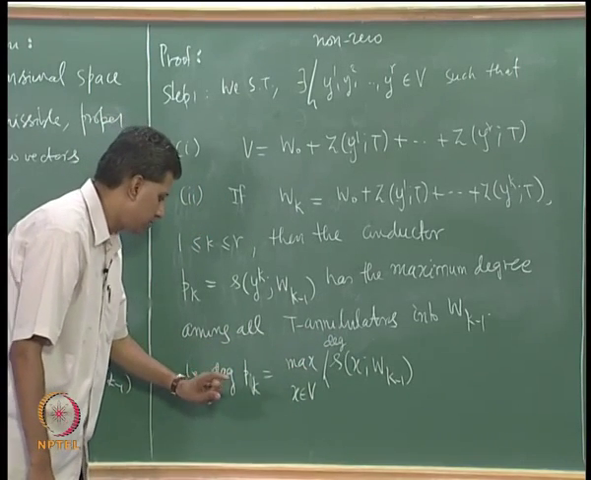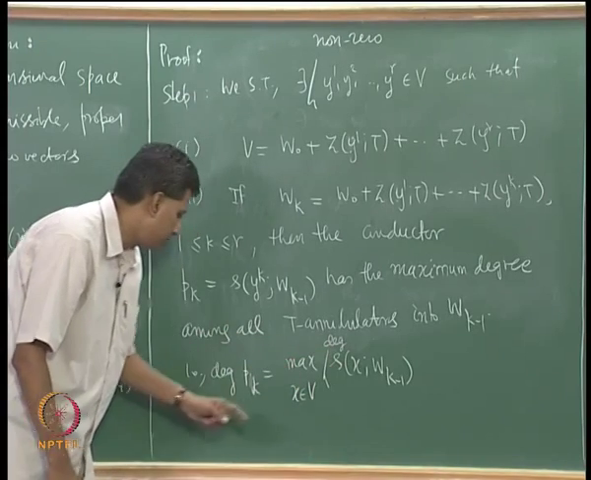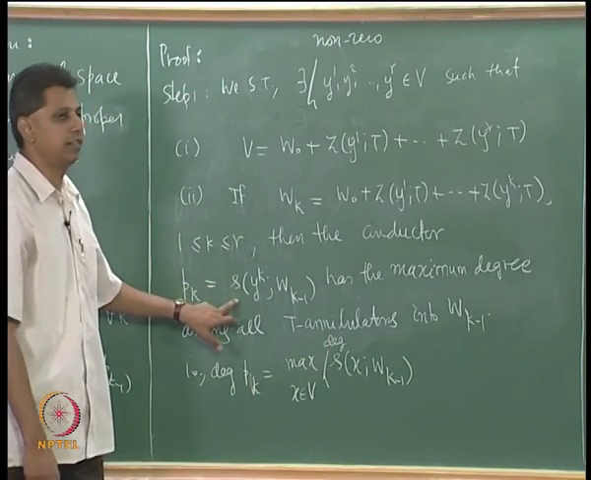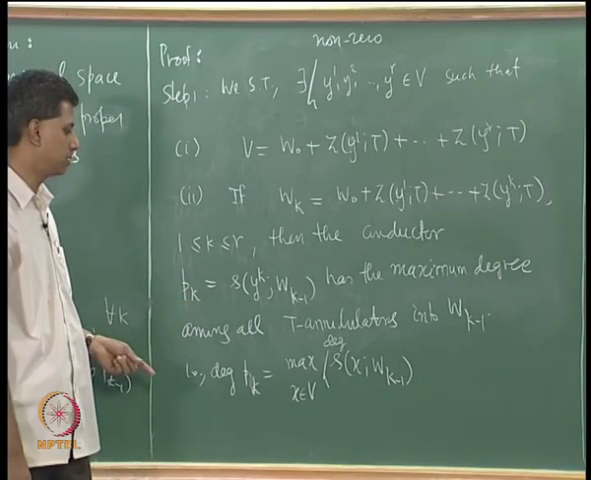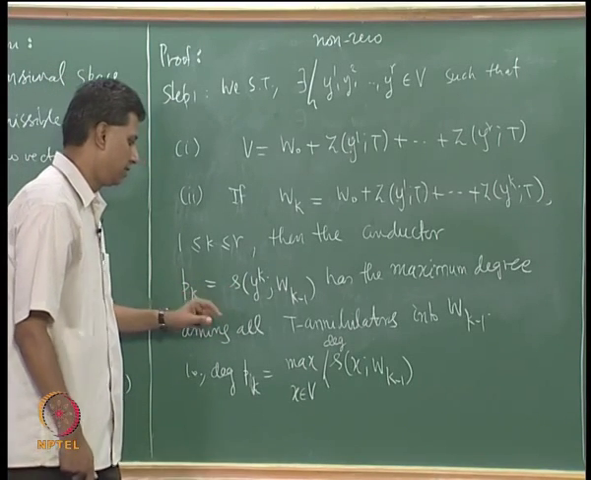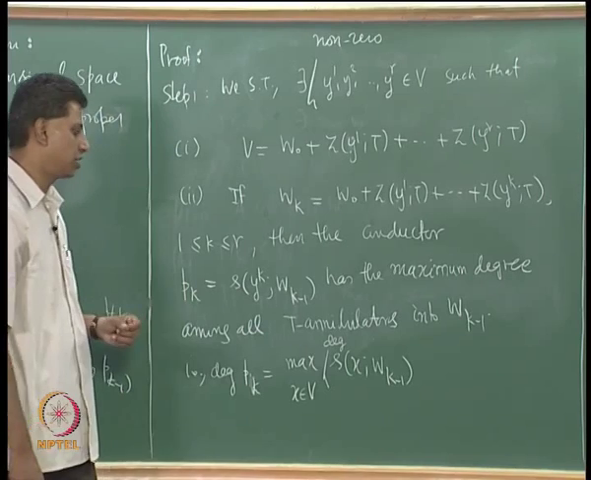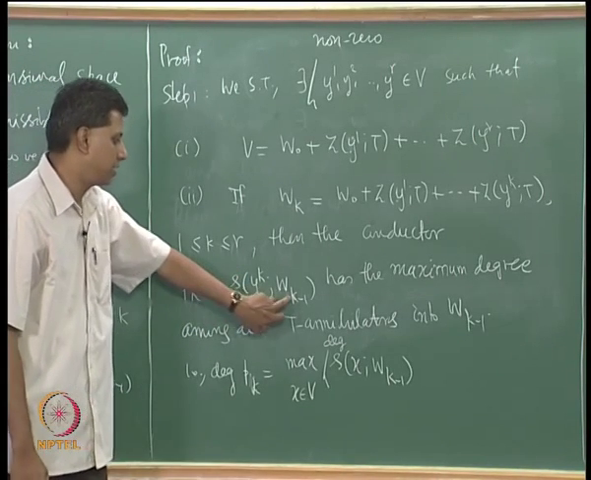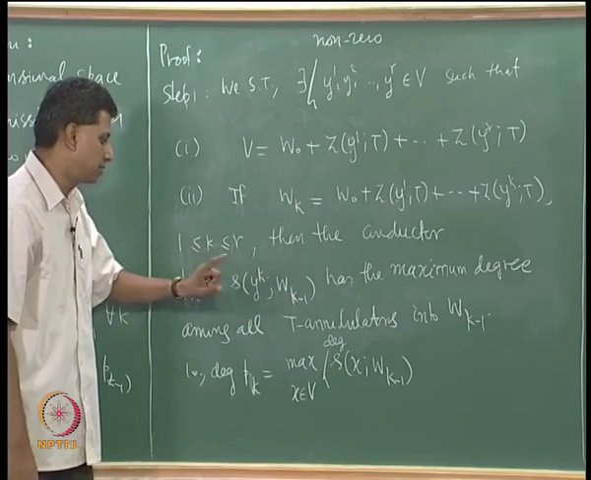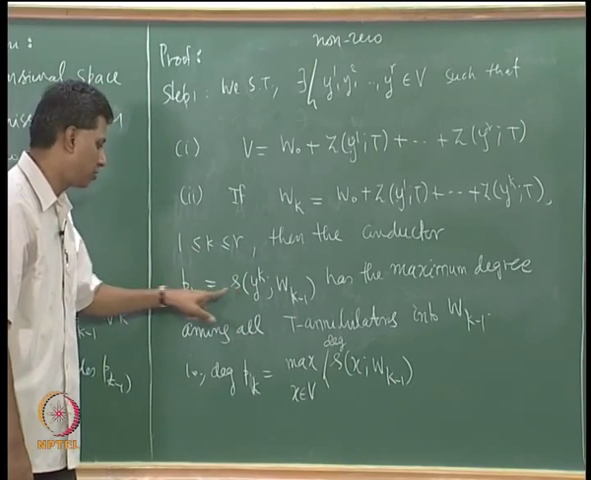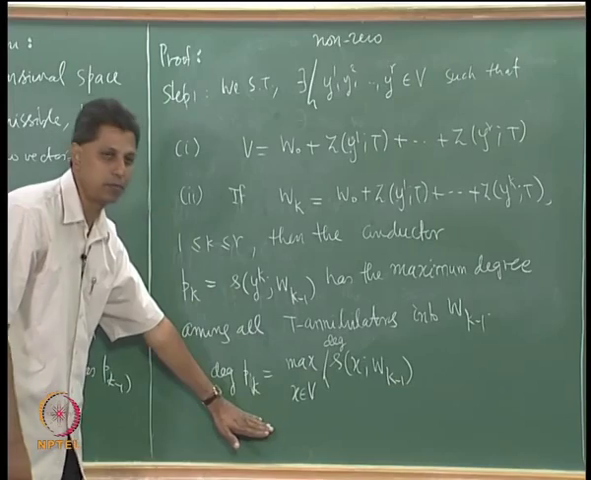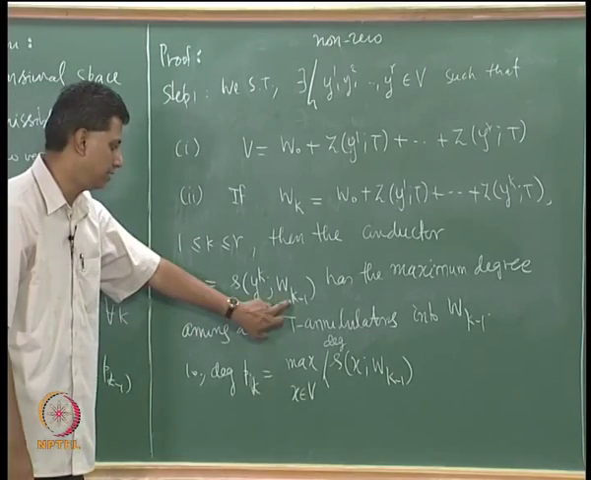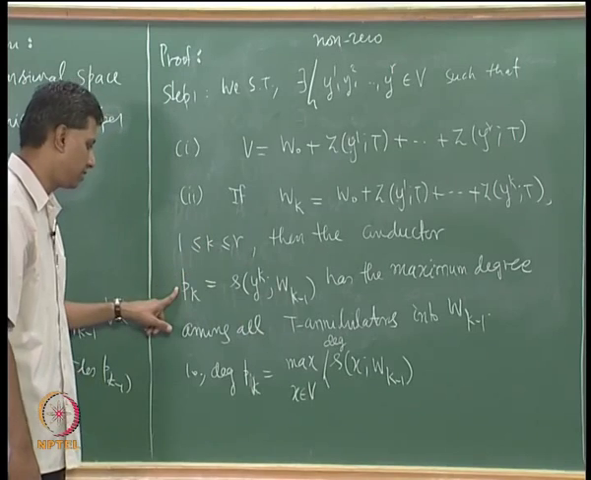What I am saying is that the maximum degree will be equal to the degree of PK, where what is PK? PK is this particular polynomial. PK is this particular T-annihilator. That is, you look at the unique monic generator of the ideal S(y_k; W_{k-1}). That is this little s. If that is denoted by pk, then pk has this maximum property. So, I look at this ideal, take the unique monic generator, and call that pk.